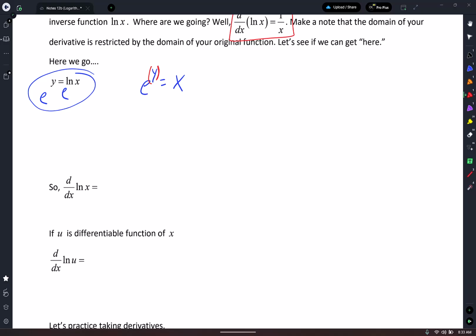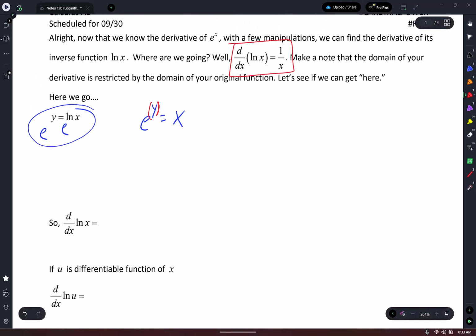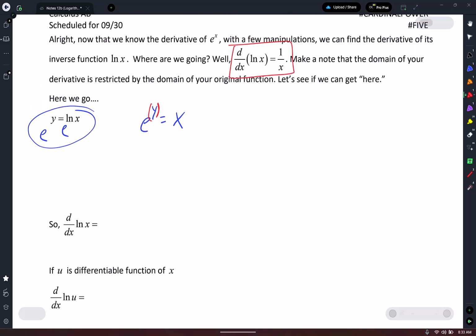Do you know the derivative of ln x? No. I mean, I guess we can look at it here, but we don't. But we know the derivative of e to the y. What's the derivative of e to the x? E to the x. So we know the derivative of e to the y. All right, so here we go. So I'm going to write d dx. So I'm taking the derivative with respect to x.